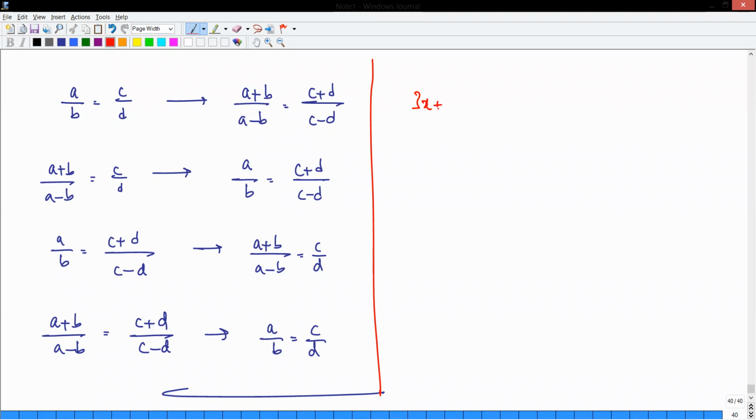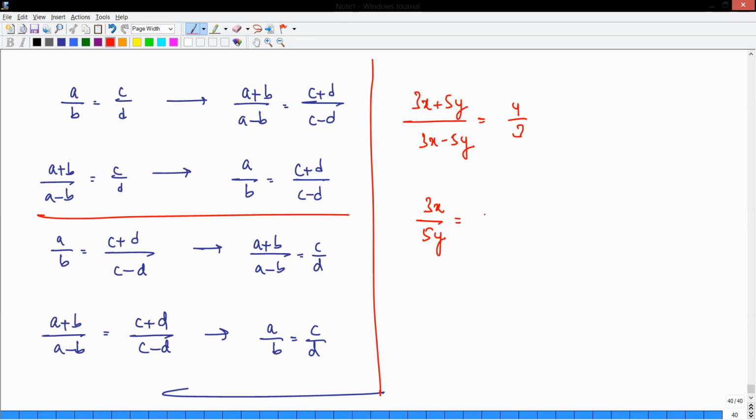You have 3x plus 5y by 3x minus 5y is equal to 4 by 3. What is x is to y? You can cross multiply and do it, but it is in the form of A plus B by A minus B equal to C by D. So if you apply componendo and dividendo, it becomes 3x by 5y equals 4 plus 3 is 7, 4 minus 3 is 1, so 35 by 3. Directly you can write it. So much more easily you will get it.